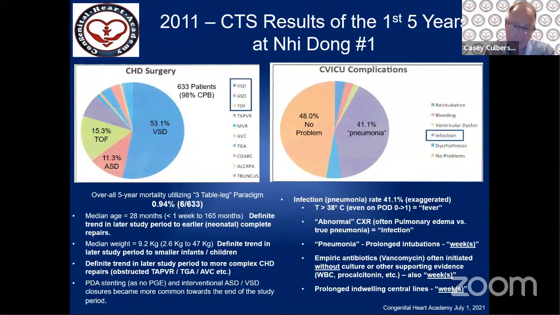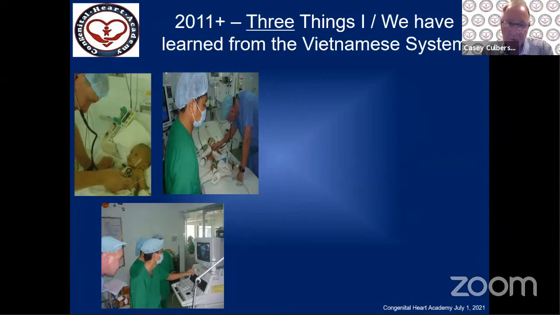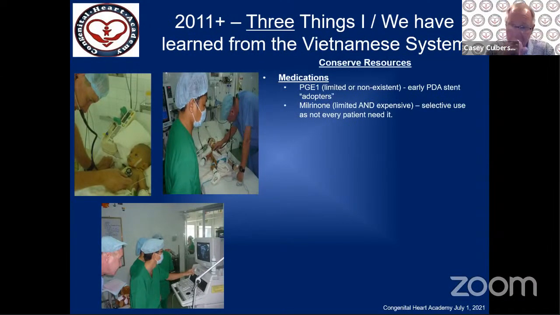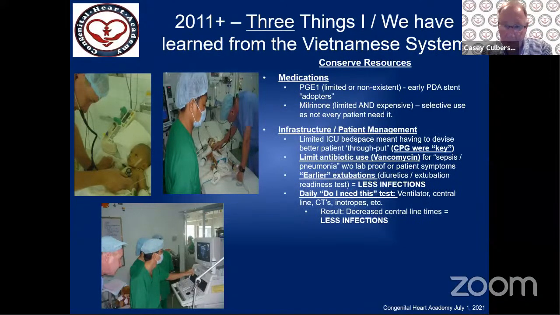And if you're on antibiotics, you had prolonged indwelling central lines that went on for a week or weeks. So the things we have learned since that time is, one, conserve resources. So we became early PDA stent adopters because of the lack of PGE. Milrinone we use very sparingly. The infrastructure and patient management, with the limited ICU bed space, we found better ways to do patient throughput.